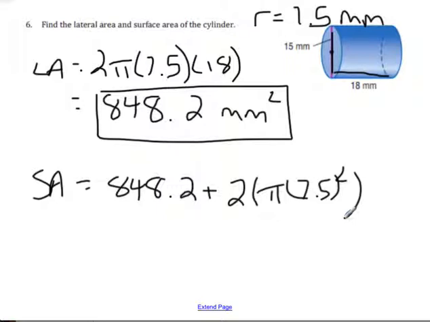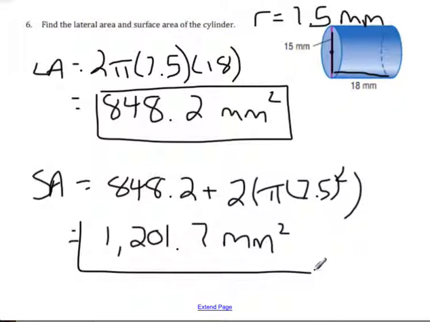848.2 plus 2 times pi times 7.5 squared. So when I type that into my calculator, I end up getting 1,201.7 millimeters squared. We're talking about area for both of these, so our label is millimeters squared. Now remember that if you are rounding, if the number you're cutting off at is 5 or greater, you need to round up. If it's 4 or below, you need to round down.